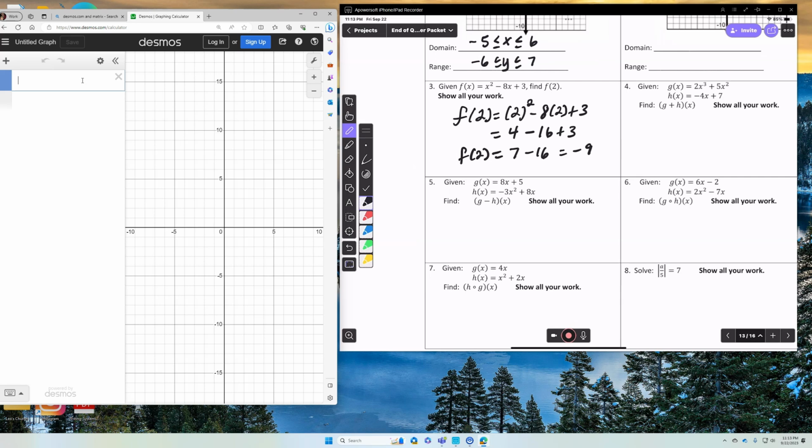So I have f of x. I'm going to type in f of x equals x squared minus 8x plus 3. And look what Desmos can do. You can even do this. F of 2. And you see how we get negative 9? So f of 2 gives you negative 9.